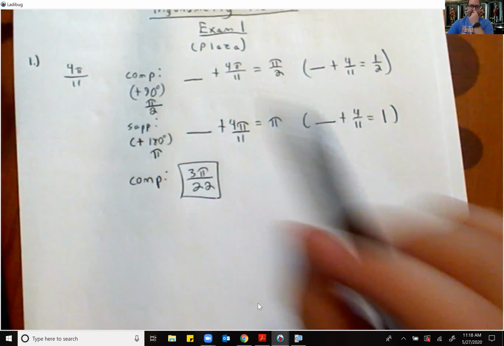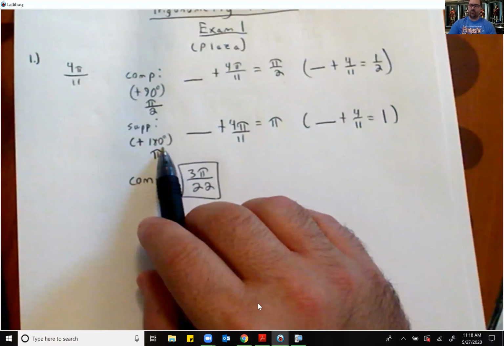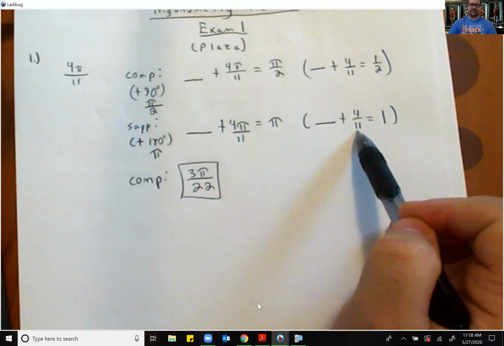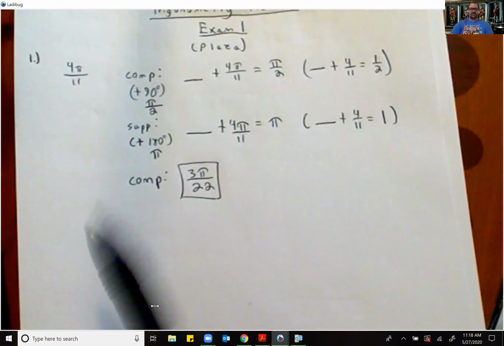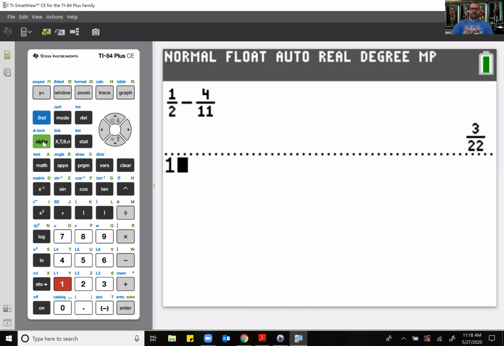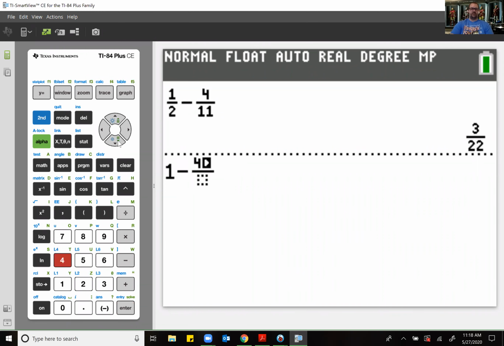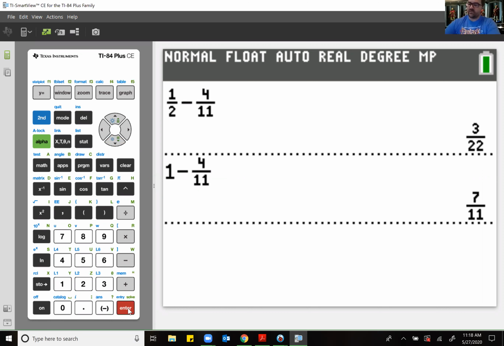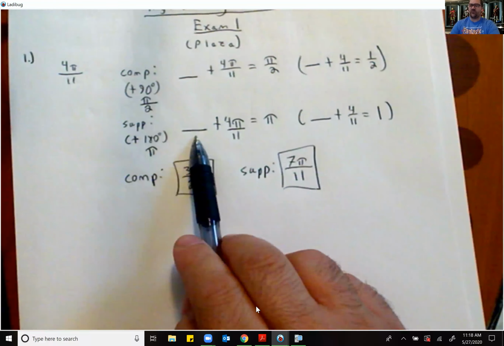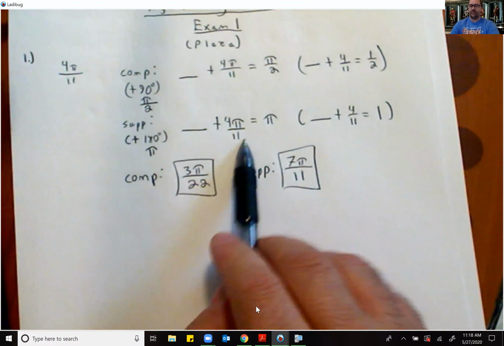Then down here, all we're going to do is take the 1 minus the 4/11. Okay? So 1 minus alpha y equals, grab that 4/11, and there's the other answer. So our supplementary answer is 7 pi over 11. And that's what they're looking for. Because if I take 7 pi over 11 plus 4 pi over 11, I just get pi.